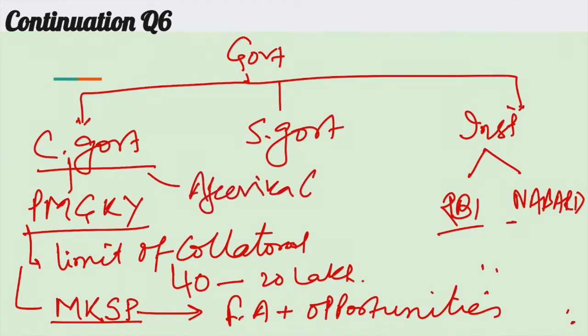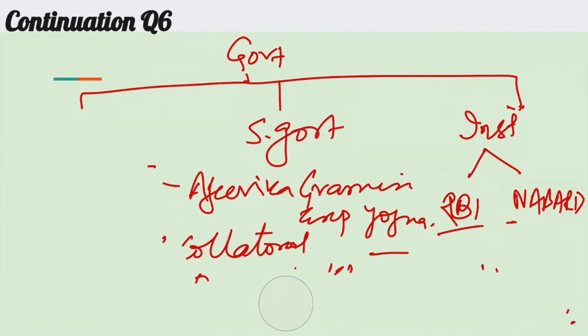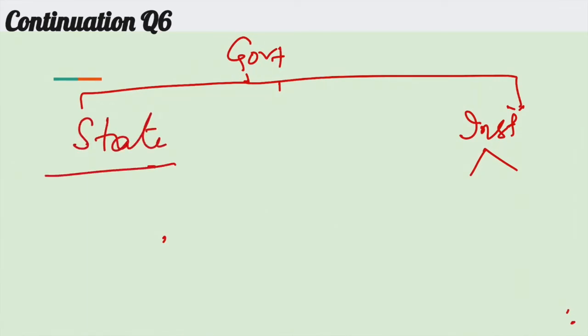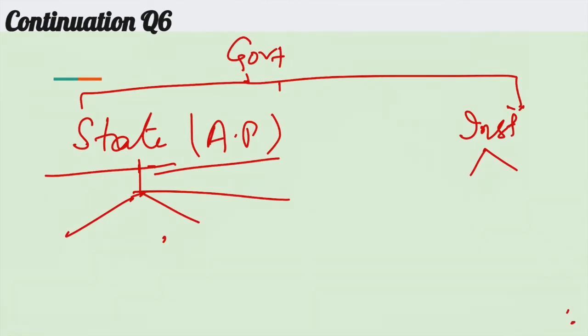And another example of central government intervention, I can also talk about Aajeevika Gramin Express Yojana. Under this program, the entire rural transportation is given in the hands of SHGs. So this is the intervention of the central government for the promotion of SHGs. Now coming to the state government. The best example of a state government in the promotion of SHGs is the Andhra Pradesh government.